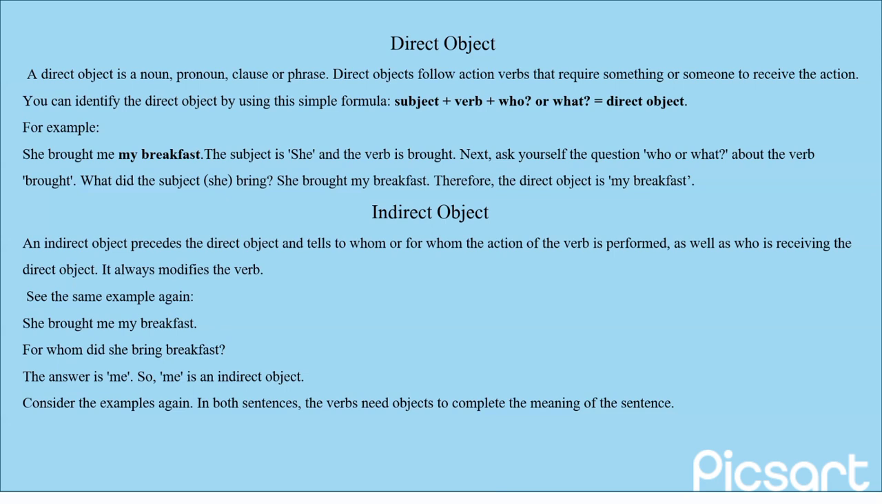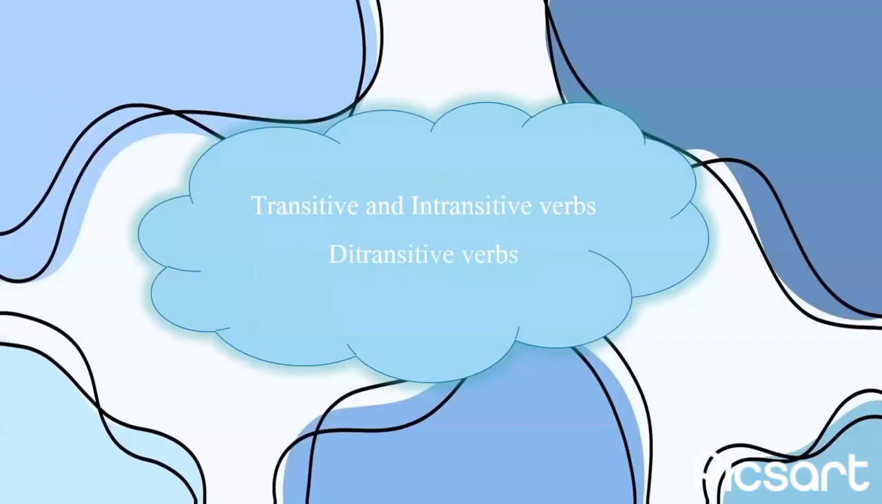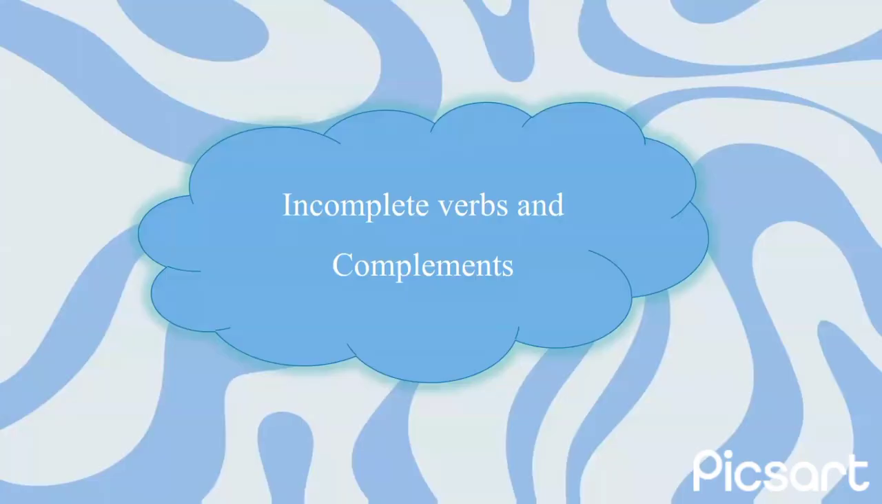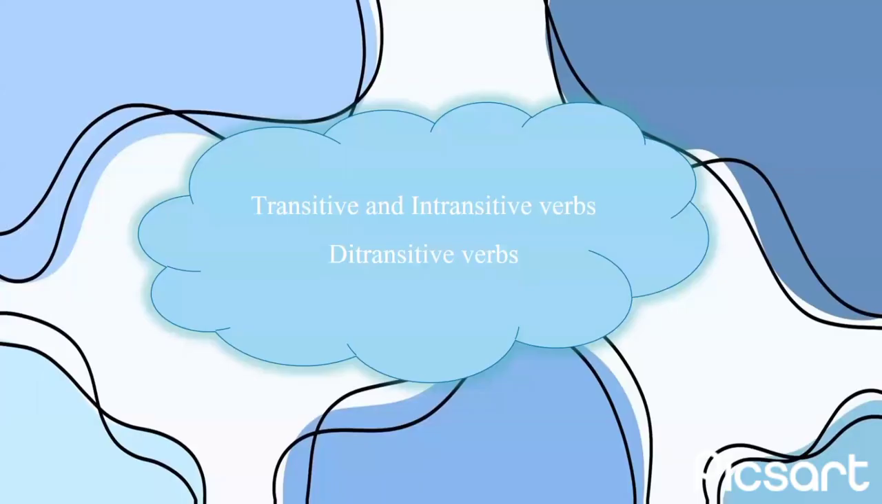So consider the examples again. In both the sentences, the verbs need objects to complete the meaning of the sentence. Transitive verbs are verbs that require a direct object to complete their meaning. They transfer the action from the subject to the direct object. The direct object receives the action of the verb and answers the question what or whom after the verb.